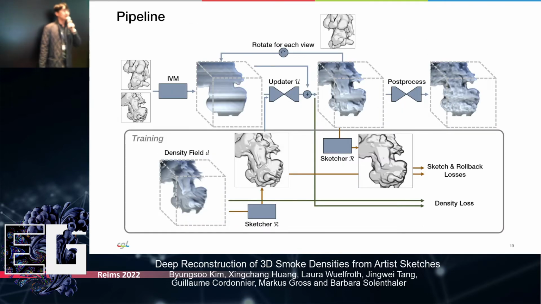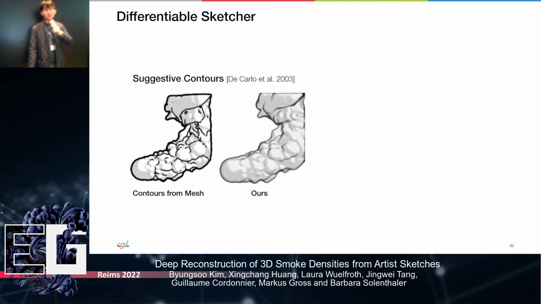So coming back to the pipeline, I'd like to go over our sketch generator, which is at the core of our method. Our differentiable sketcher allows us to automatically annotate smoke data without the necessity of storing it, and to directly incorporate it into the loss functions during training. And these are great advantages to secure the stability and the robustness of the model eventually.